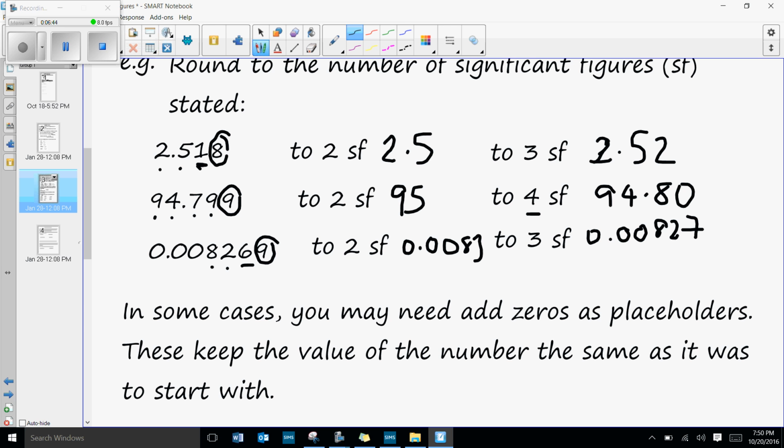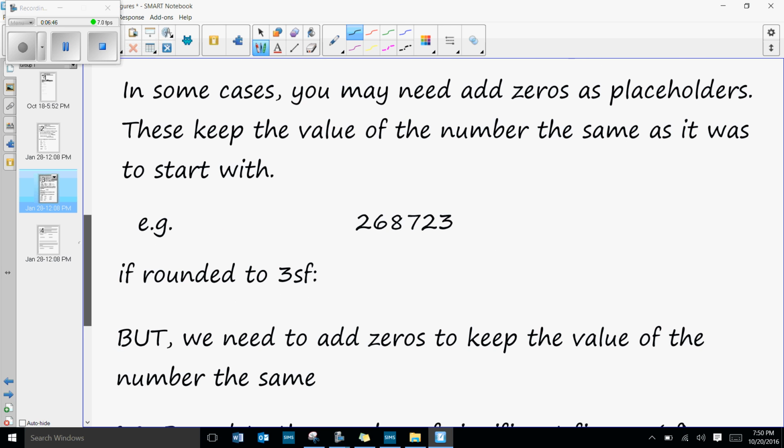In some cases, you may need to add zeros as placeholders. These keep the value of the number the same as it was to start with. So, for example, if we were to round this number to 3 significant figures, we count 1, 2, 3. We look to the number immediately to the right. We see it's a 7, so this would become 269.